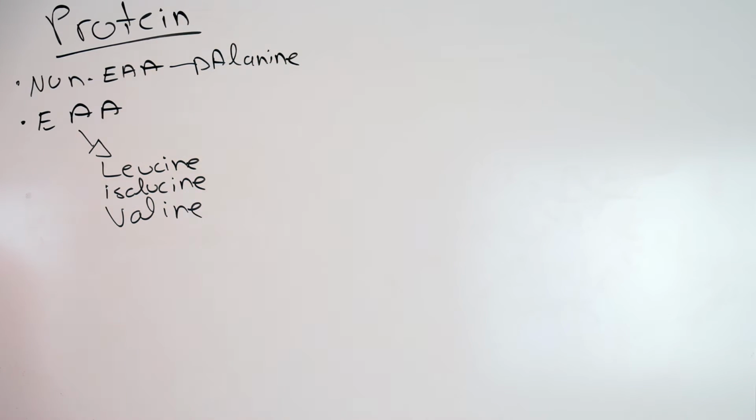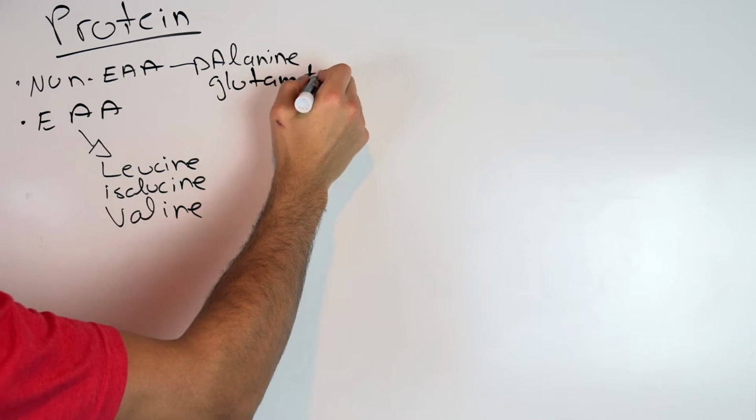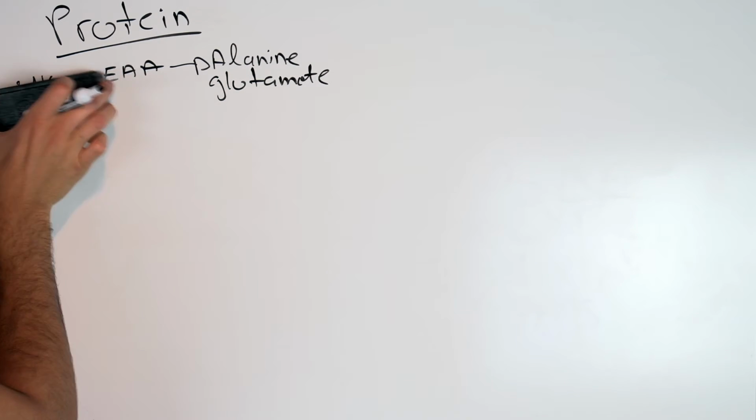The non-essential amino acids are alanine and glutamate. These you cannot consume in foods. This is what your body will make.